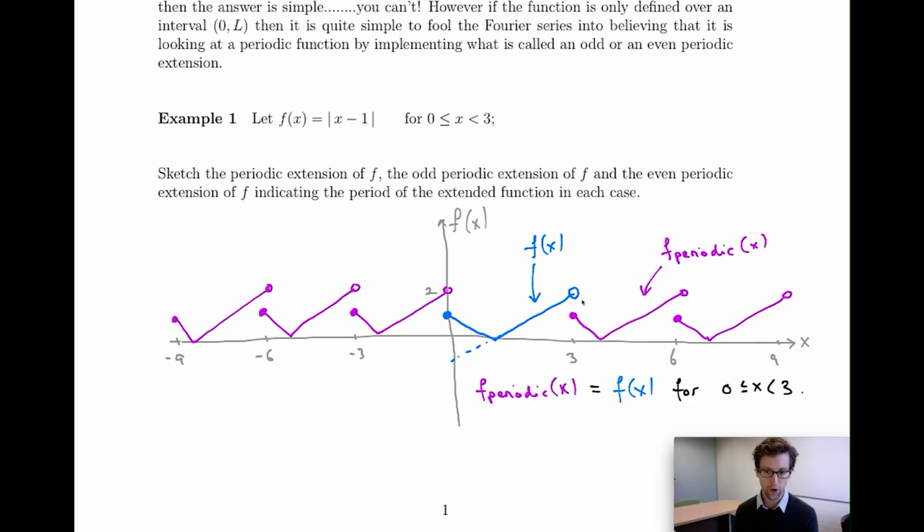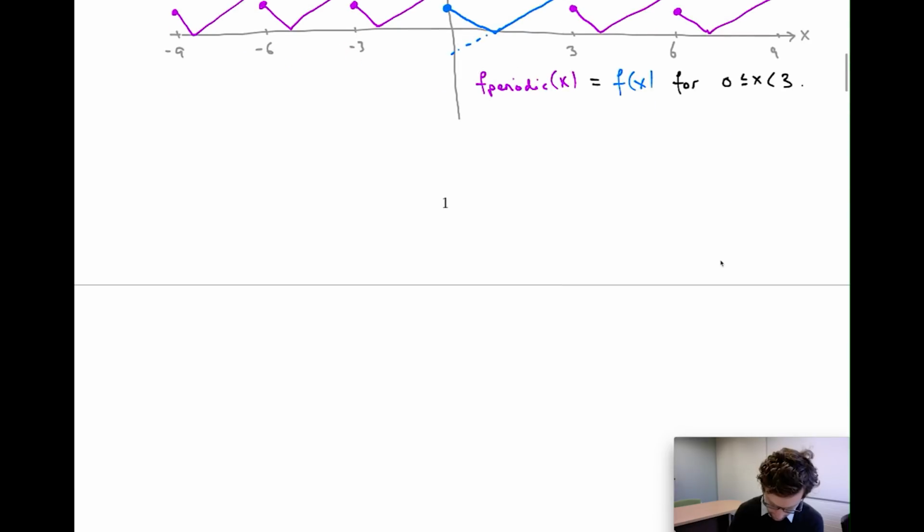Now, as you can see, there's no symmetry for this periodic function. If I flip it left-right or up-down, I don't get the same function again. So instead of defining f periodic, I'm going to define the odd and even periodic extensions of f and sketch them as well. So let's take a look at those, starting with the even periodic extension.